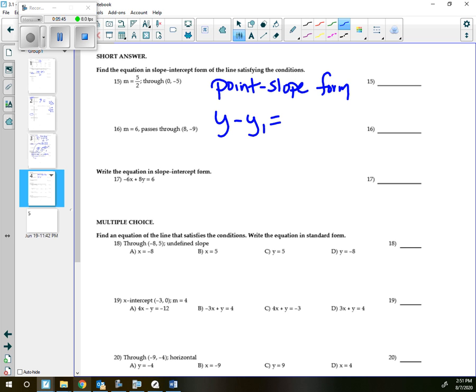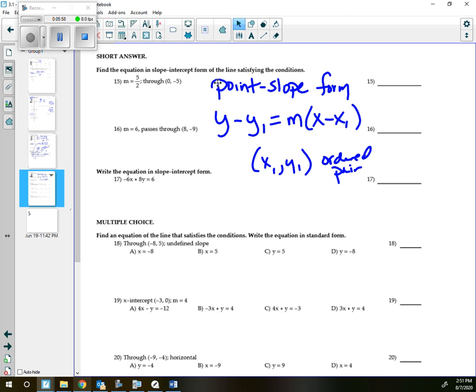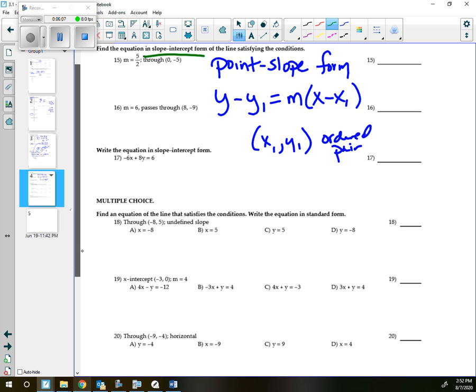y minus y1 equals m times (x minus x1), where (x1, y1) is your point, your ordered pair. That's the point that you know. And then m is your slope, obviously. So we can write that equation, and then that's an equation of the line. Then we can put it into any form that we want. So if you want it in slope-intercept form, you can just solve for y. So it's a nice form for writing equations.